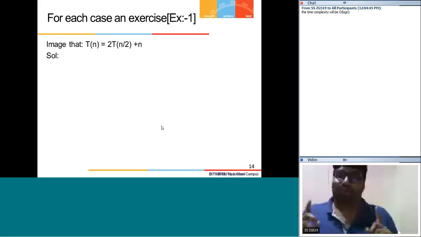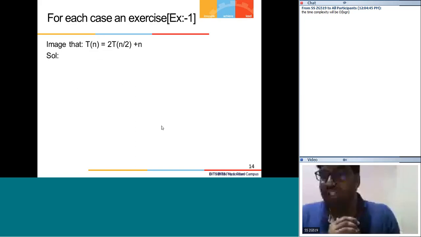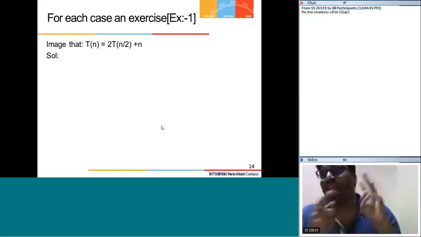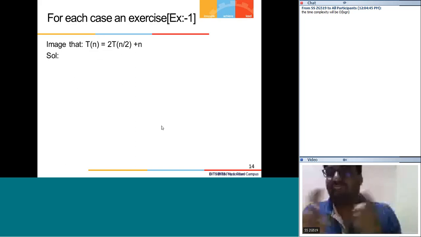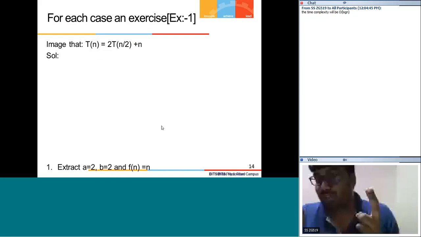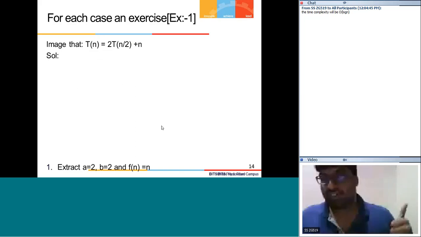Now what should I do in the first step? I'm supposed to extract the a value, b value and f of n value. What is the a value here? 2. What is the b value? 2. And the value of f of n is equal to n. You extract those 3 values. Did I extract it correctly? Great.